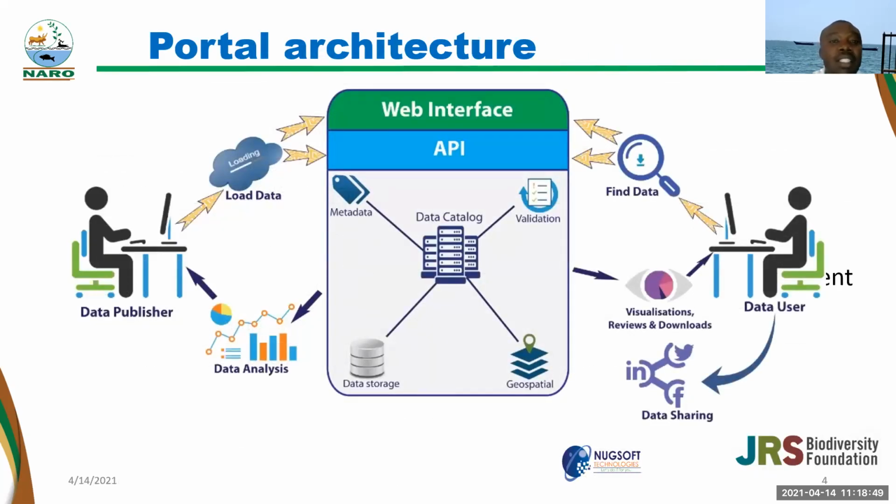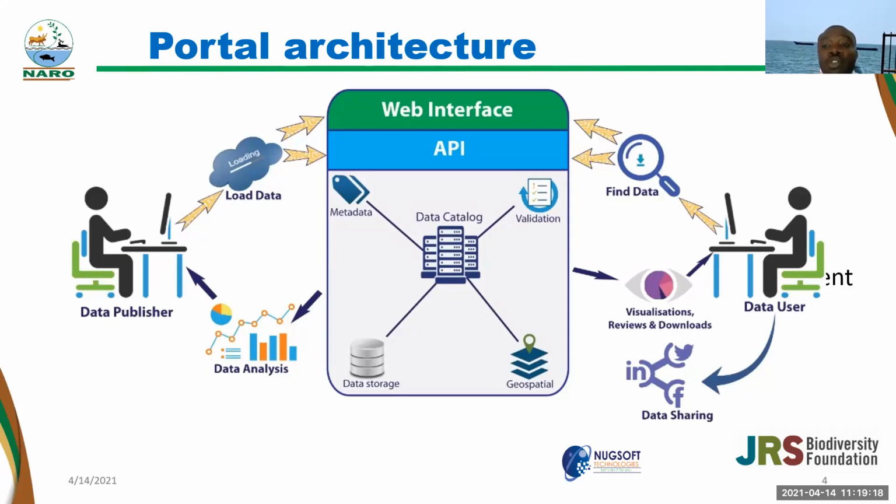So our architecture was something like this, whereby we have two types of users. We have a data publisher. A data publisher, these are the data holders, the institutions which have data either in Excel or in cabinets and all that. So they are able to access the portal and publish the data there.